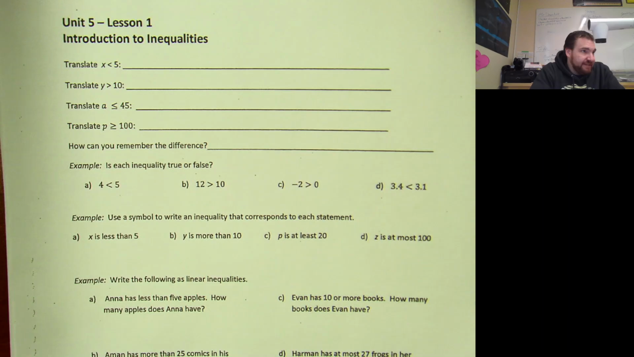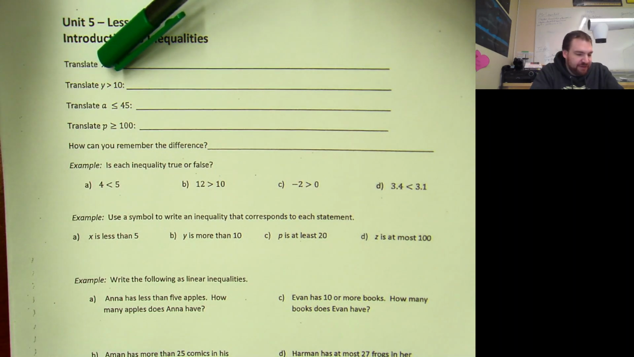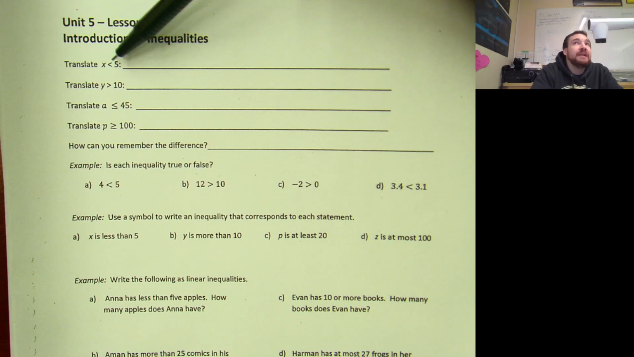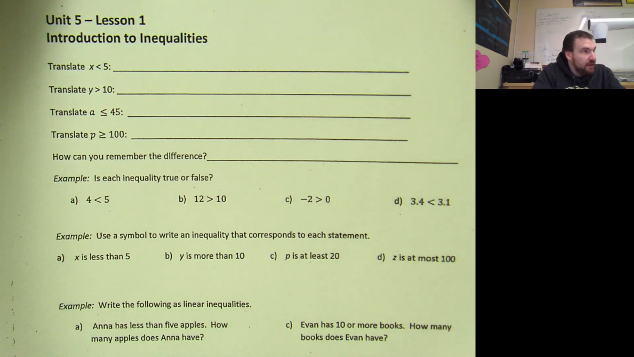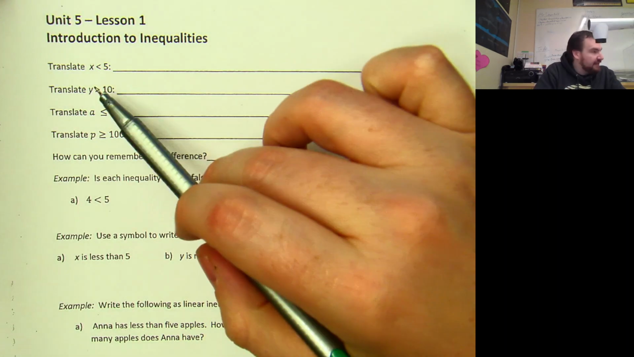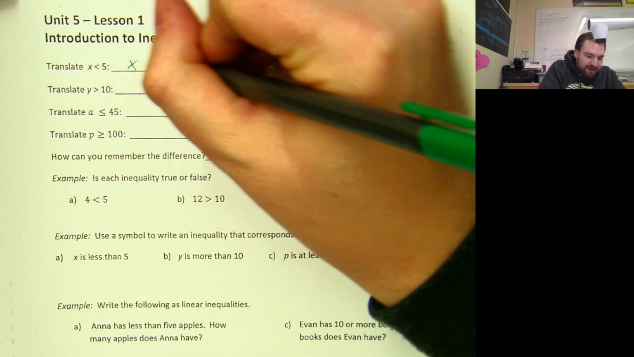In inequalities, this is not going to be nearly the case because in inequalities we don't have one valid answer. There are technically infinitely many valid answers to the questions that we're going to look at here. So if I had x, then this fun little symbol, and then 5, what does this mean to you using words? Yes, this symbol we say is less than. So x is less than 5.